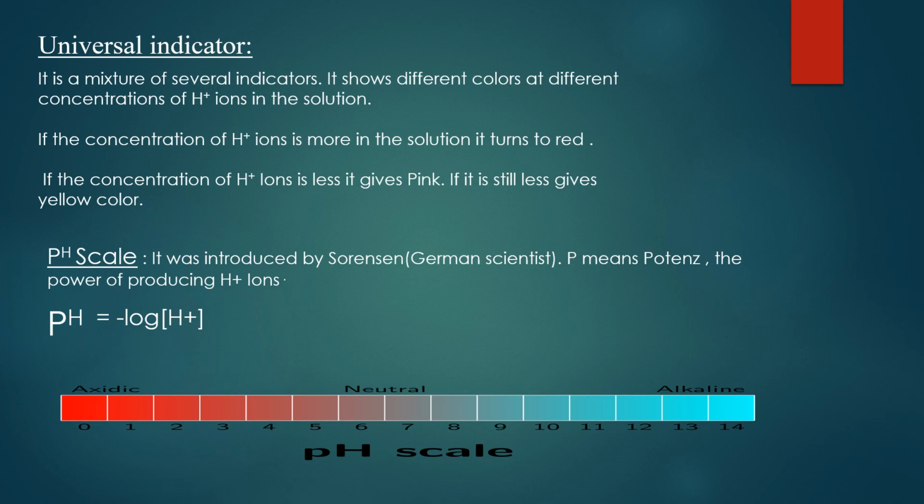Now come to the next one. In our previous class, we studied indicators. An indicator is any substance which tells whether a solution is an acid or a base.